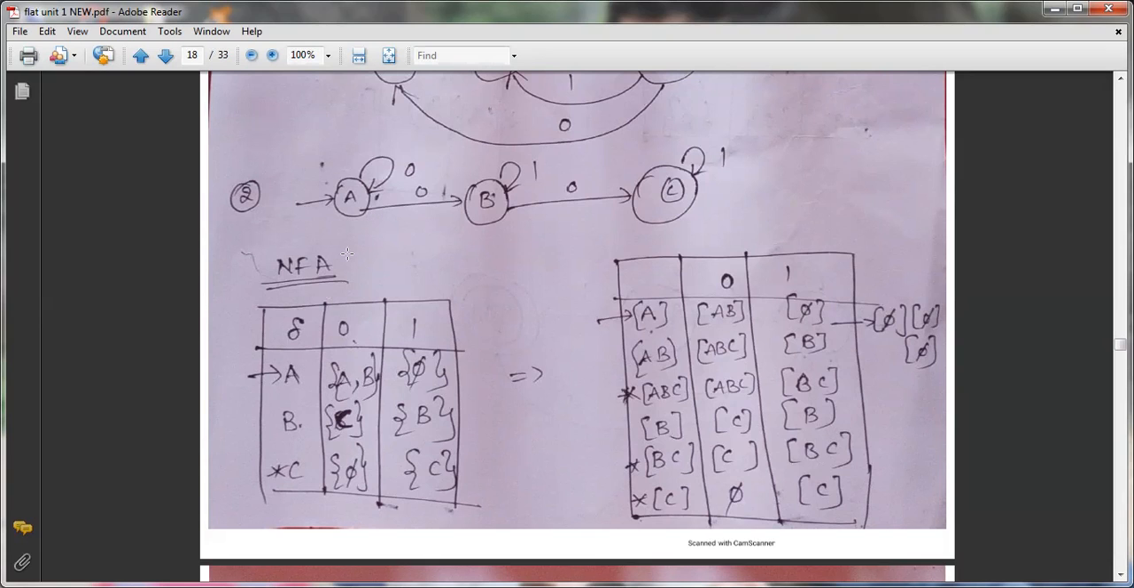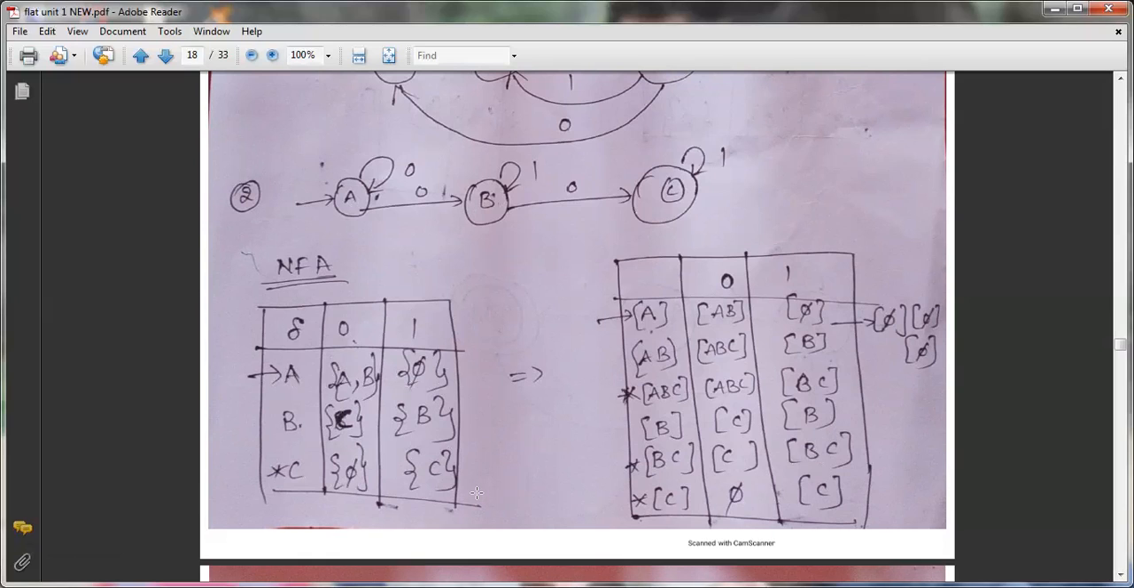So A on 0 is going to where? A and also B. So I have written A comma B. And A on 1 is going to where? Nothing, null state. B on 0 is going to where? C. B on 1 is going to where? B. C on 0 is going to where? Null state. C on 1 is going to where? C. That is the transition table for the NFA.